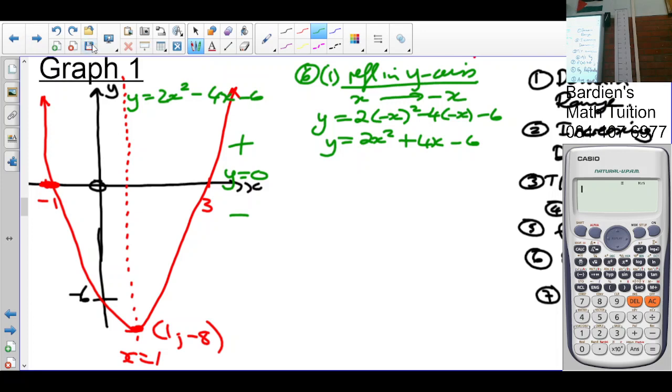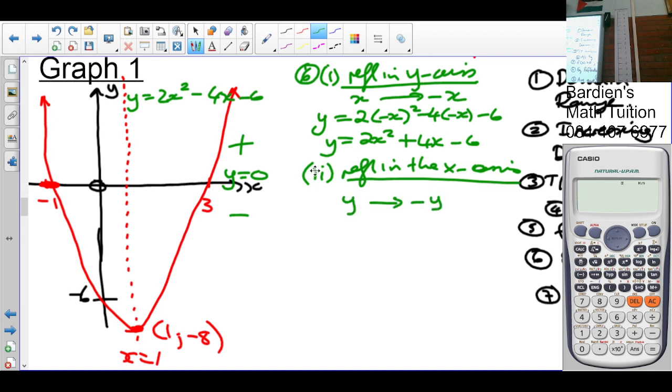Nothing? Right. Number 2. The second question was the reflection in the x-axis. What's the rule if something is reflected in the x-axis? Y becomes negative. Not so? Now coming back to this equation, y equals 2x squared minus 4x minus 6, the y becomes negative. So it's negative y equals 2x squared minus 4x minus 6. Divide throughout by negative, so it's going to be y equals negative 2x squared plus 4x plus 6.